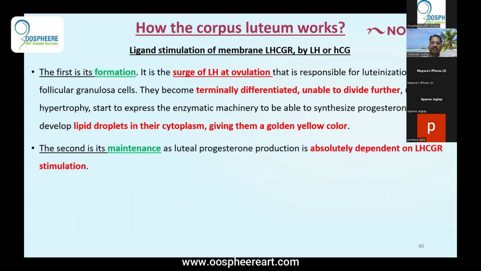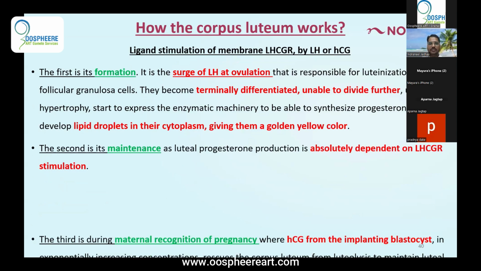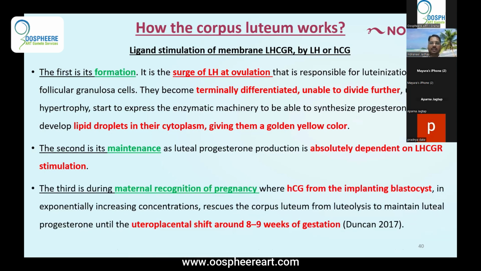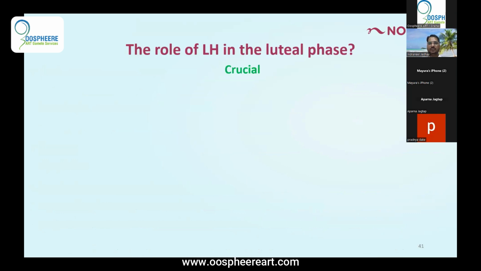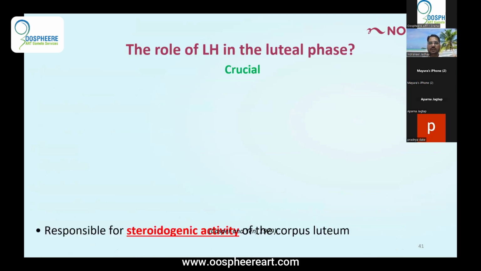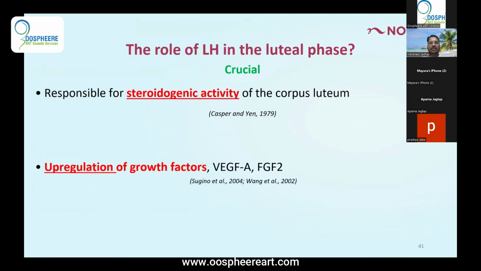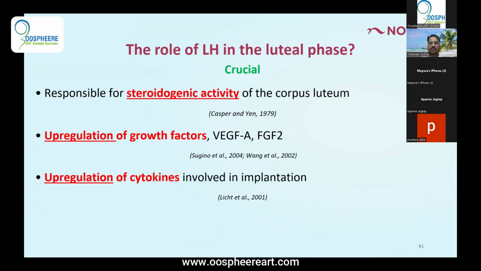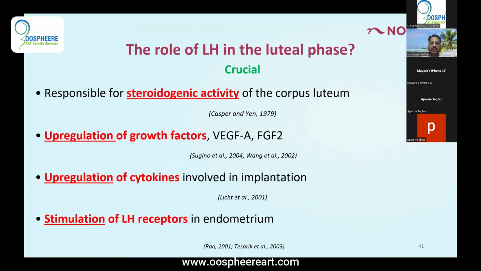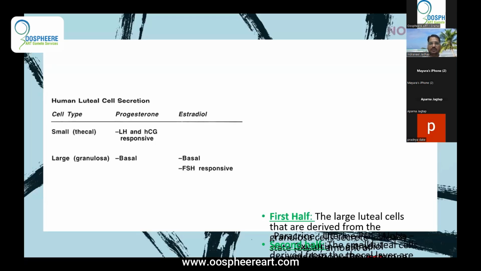The second is maintenance, which is done by LH. And the third is maternal recognition of pregnancy, in which the implanting blastocyst secretes HCG, and there is a uteroplacental shift around 8 to 9 weeks of gestation. So the role of LH in the luteal phase is very crucial, as we can see that it is responsible for steroidogenic activity, upregulation of growth factors, cytokines, and stimulation of LH receptors.